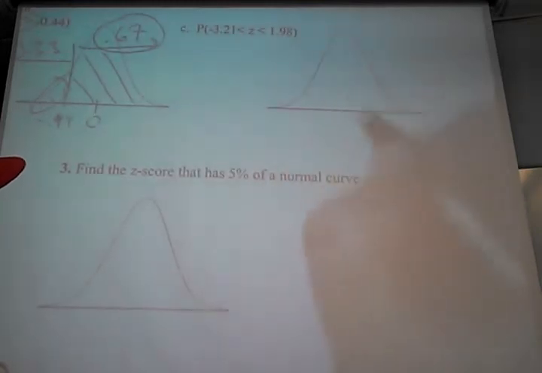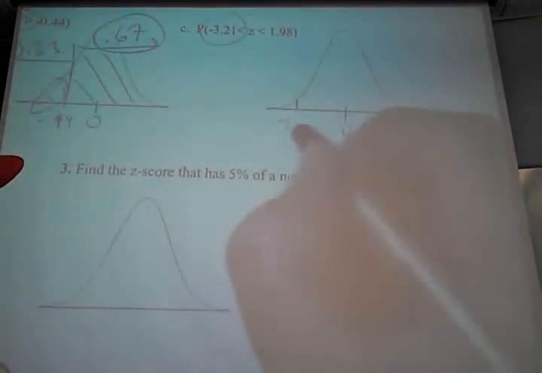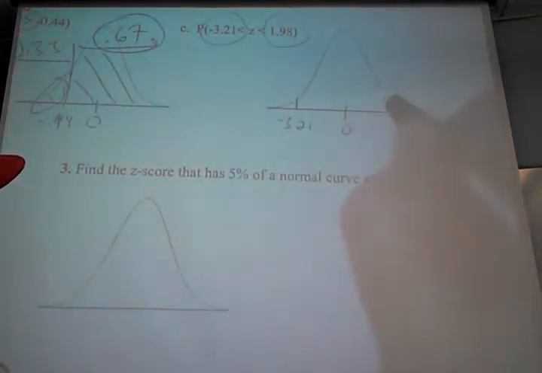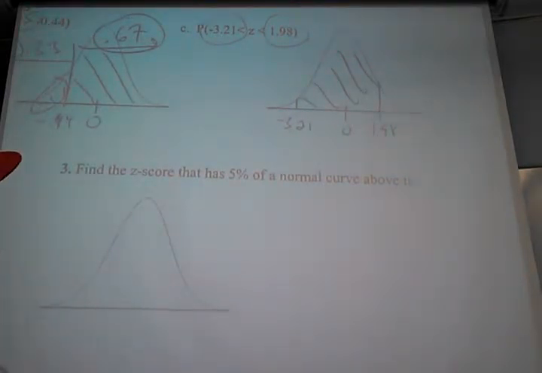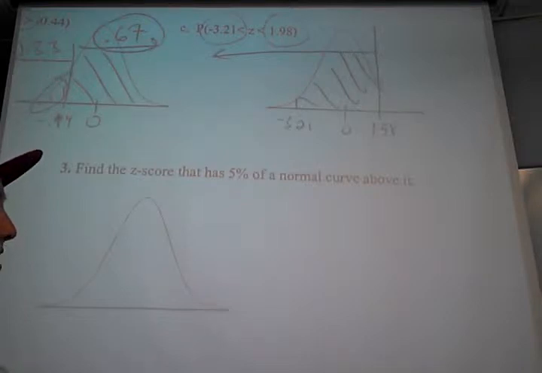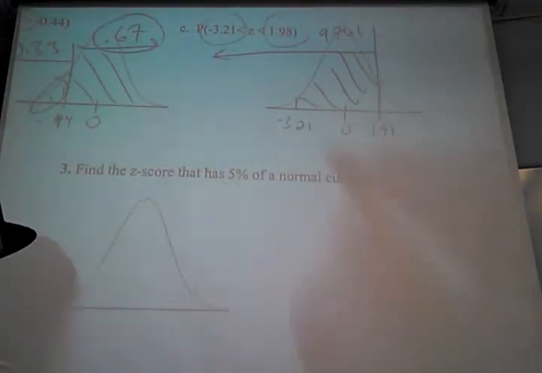Right? This guy, now I'm working on both sides here. I got negative 3.21, way down there. Positive 1.98 is going to be up there. The area in the middle. Pretty much from here. If you look up 1.98, you're going to get too much. What do you get when you look up 1.98? 0.9761. What about negative 3.21?